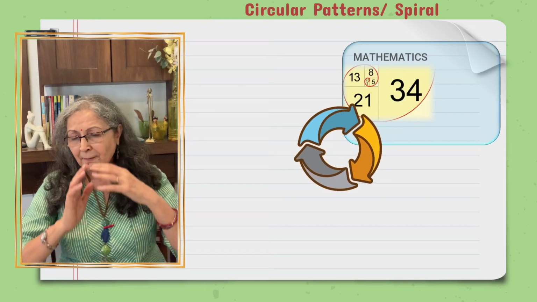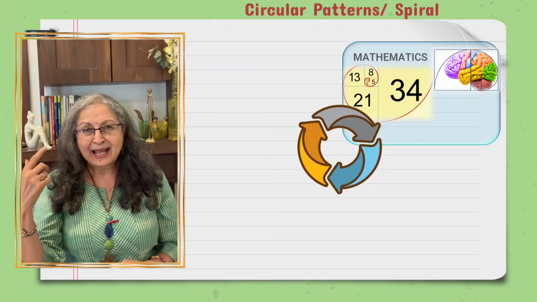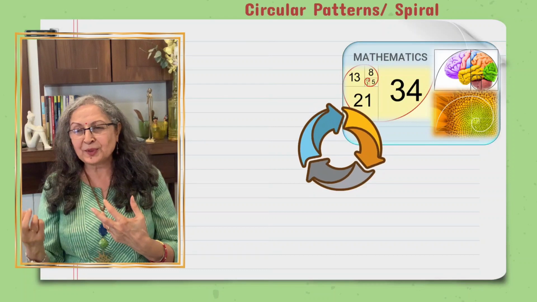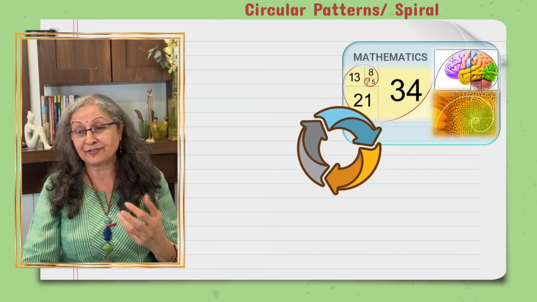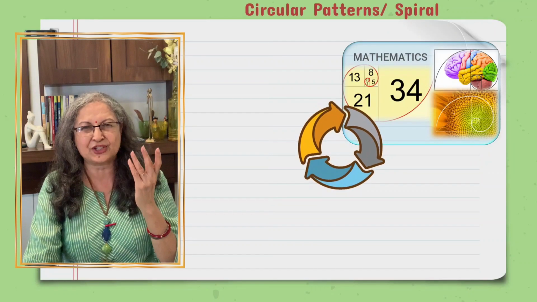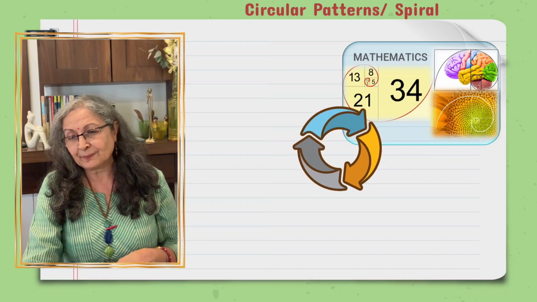Plenty of work has been done on this. Our brain is also designed like that. I mean, you can find the Fibonacci everywhere if you look hard enough, actually. So the old brain and the new brain, and of course the arrangement of the seeds in a sunflower, and so much else that we know about this spiral, the Fibonacci spiral.